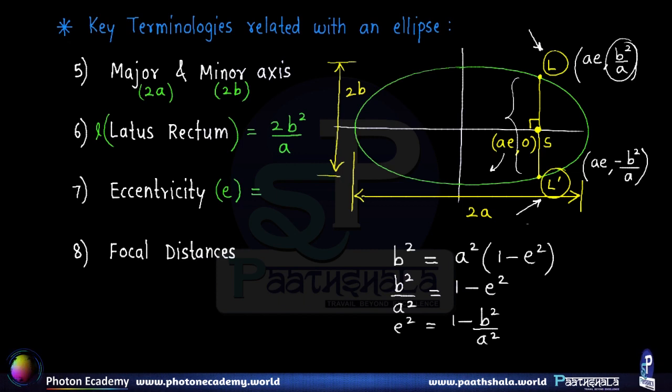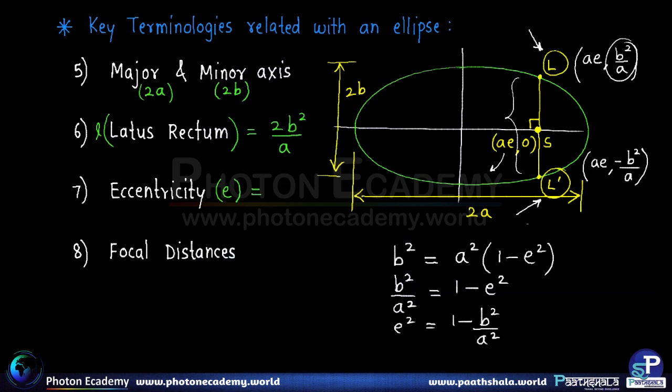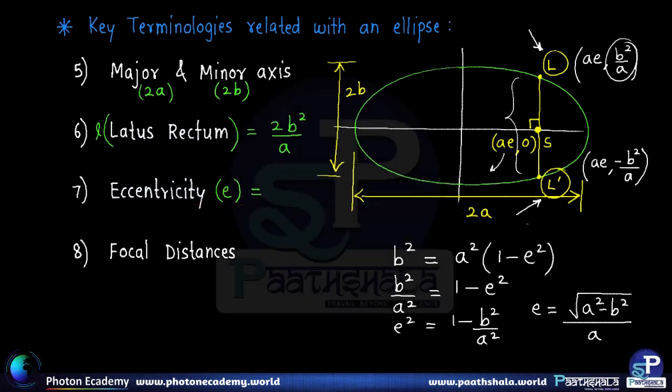So taking the square root and before that simplifying the terms, we get e is equal to root of a square minus b square whole upon a, because the square root will change a square to a. So this is the expression for eccentricity, that is root of a square minus b square whole upon a.